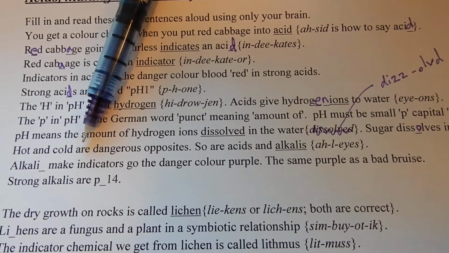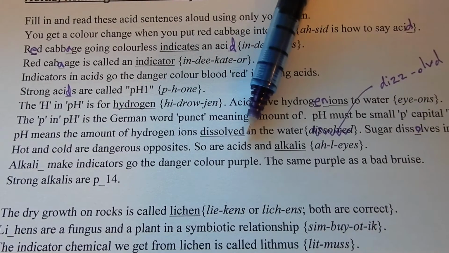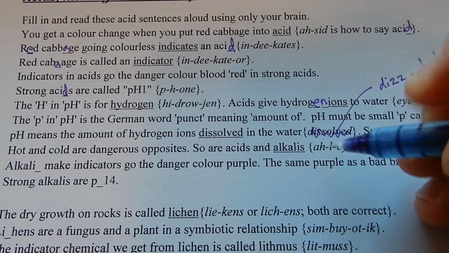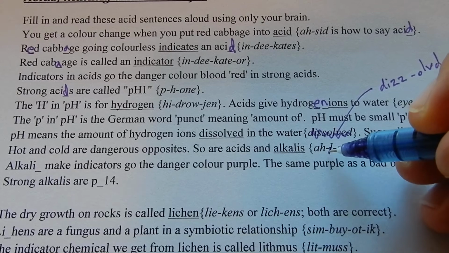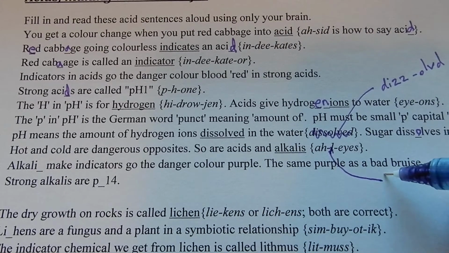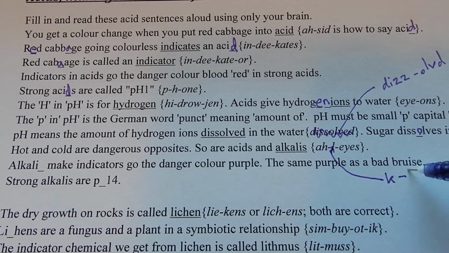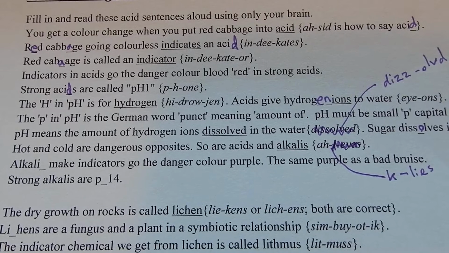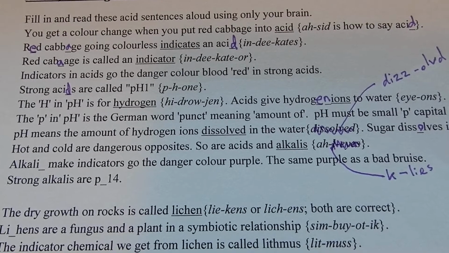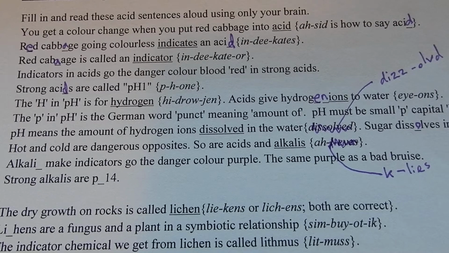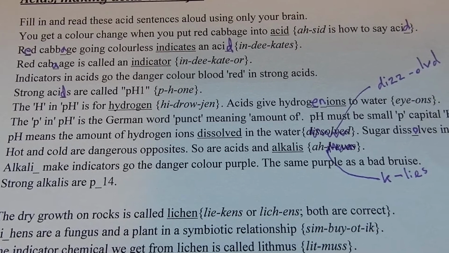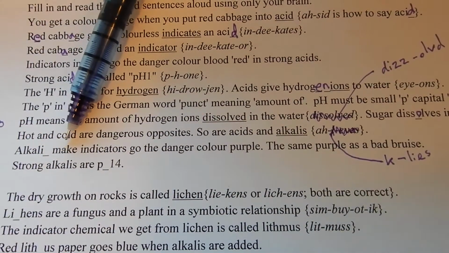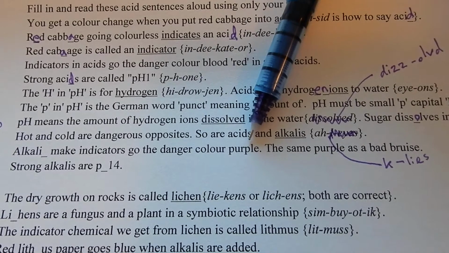Hot and cold are dangerous opposites. So are acids and alkalis. Alkalis, alk with a K. Hot plus cold gives you warm, and acids plus alkalis also just gives you warm water, and a salt. Alkalis make indicators go the colour purple.